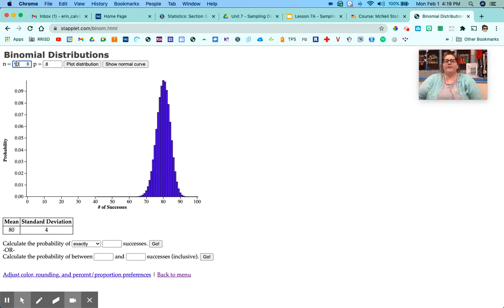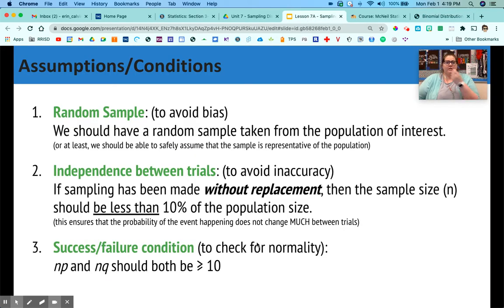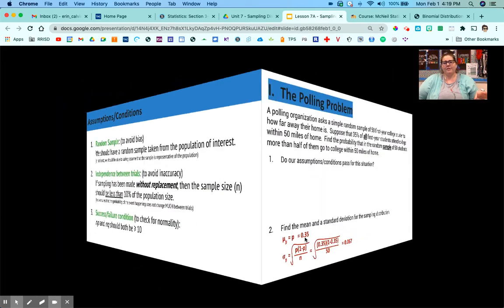I'll show you one where n is really small and p is closer to the upper end of the distribution, and then we end up with something that's skewed the other way, which is still not good. So we want n times p to be greater than 10 to give us a distribution that is roughly normal. So those are things that we have to check.